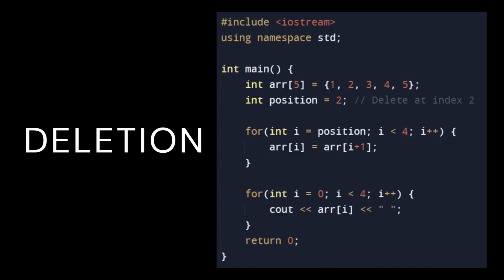Deletion works quite similar to insertion. As in insertion, we have declared an array, initialized values to it, and then we have declared a variable named position to store the index number that we want to delete. Here, we have implemented the logic of deletion into the first for loop, and in the second for loop we are displaying all the elements of the array after the particular element from the index 2 is deleted.